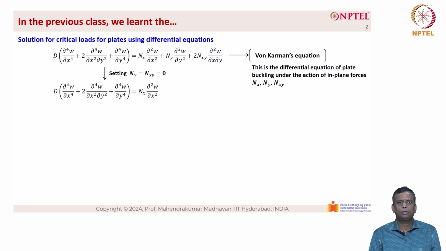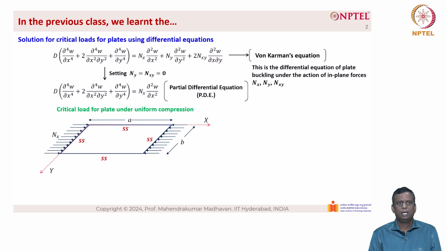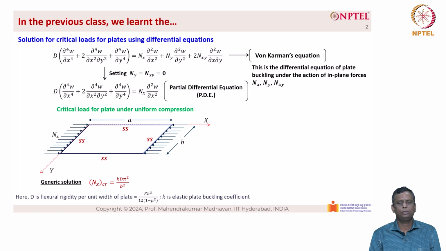Now setting Ny equal to Nxy equal to 0, we have D ∂⁴w/∂x⁴ + 2 ∂⁴w/∂x²∂y² + ∂⁴w/∂y⁴ = Nx ∂²w/∂x². So this is the partial differential equation for plate buckling subjected to uni-axial compression, as you can see from the picture. The generic solution is given as Nx critical equal to k π² D by b². Here D is the flexural rigidity per unit width of the plate, defined as E h³ divided by 12(1 minus μ²), and k is the elastic plate buckling coefficient.